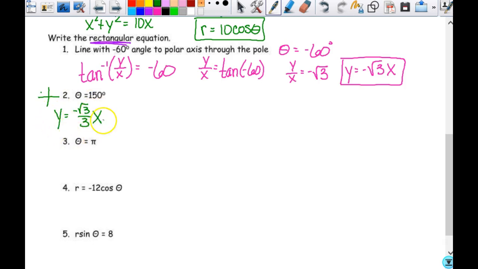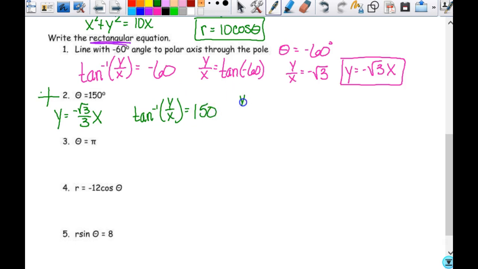You don't have to do any work, but if you need to, because it's better for some people to be consistent and just do the straight substitution. Substitute for theta, tangent inverse. So you get the tangent inverse of y over x. I'll just go and do it. Tangent inverse of y over x is equal to 150.